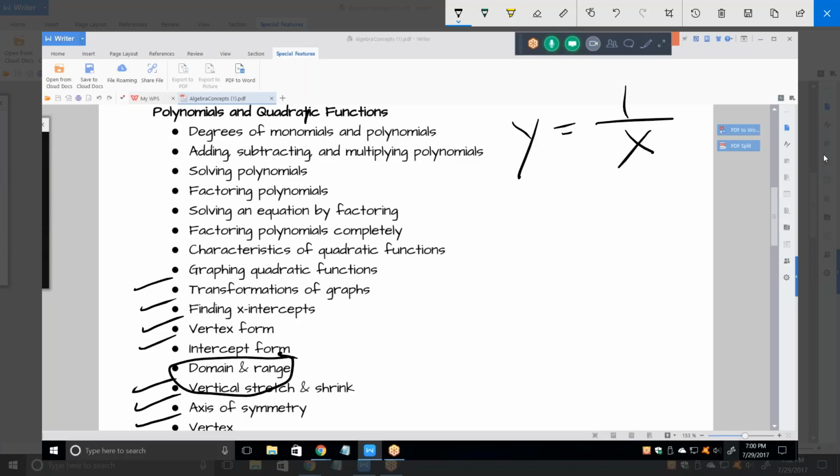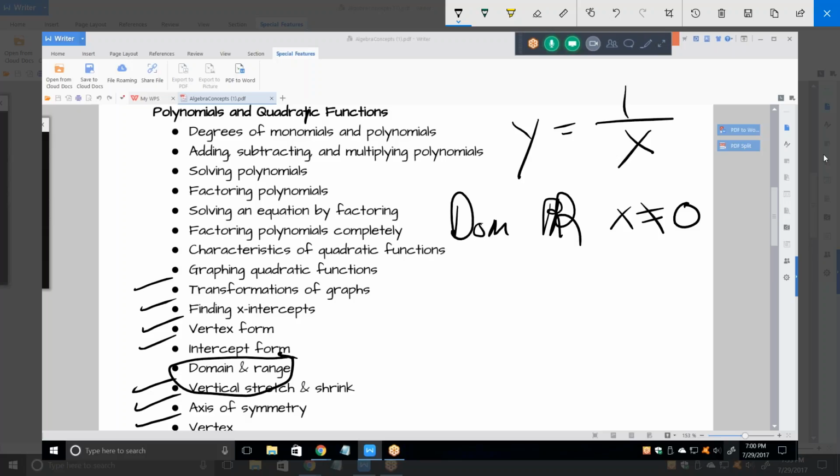There's only one number you cannot have x be. What is it? 0. Correct. So the domain for this function would be all reals except x cannot be equal to 0, because you cannot divide by 0. That is pretty much the first rule of mathematics. There's no division by 0.